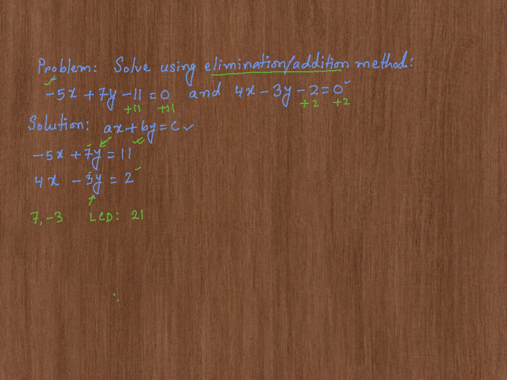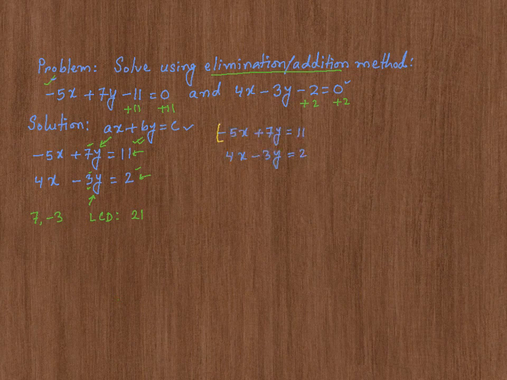Now what I am going to do is take this equation and multiply it by 3. Then I am going to have 21 here because 7 times 3. And take this equation here and multiply it by 7. I am going to have 7 times negative 3, negative 21. That way we will have one y coefficient 21, another y coefficient negative 21.